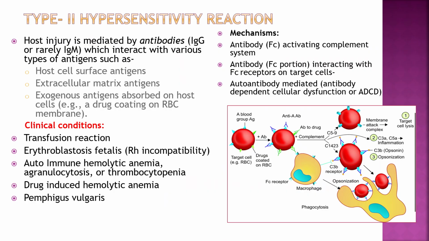Type 2 hypersensitivity reaction: host injury is mediated by antibodies, IgG or rarely IgM, which interact with various types of antigens such as host cell surface antigens, extracellular matrix antigens, and exogenous antigens absorbed on host cells, for example a drug coating on the RBC membrane. Clinical conditions are transfusion reaction, erythroblastosis fetalis, autoimmune hemolytic anemia, agranulocytosis, thrombocytopenia, drug-induced hemolytic anemia, and pemphigus vulgaris.